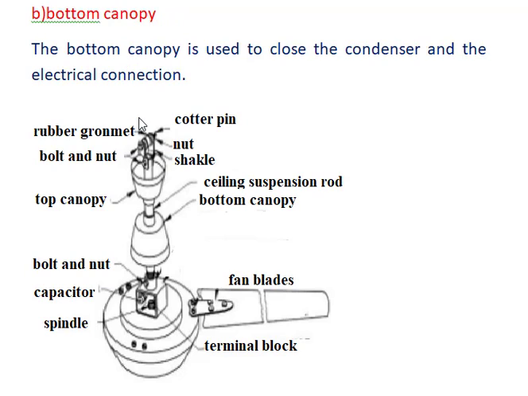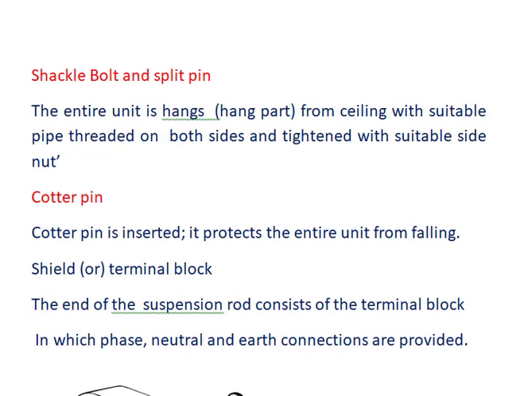This is the bottom canopy. It is used to close the condenser and the other electrical connections, the spindle, the capacitor, and bolt nut. So this bottom canopy is used to cover these parts of the ceiling fan. The shackle bolt and split pin: the entire unit hangs from the ceiling with a suitable pipe that is threaded on both sides and tightened with a suitable nut.